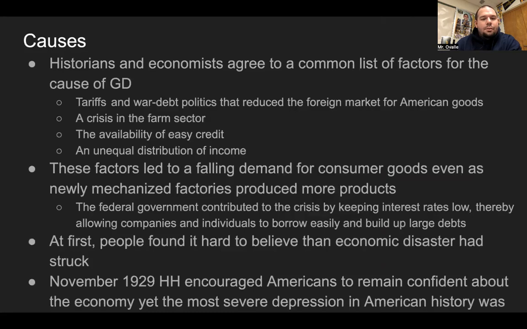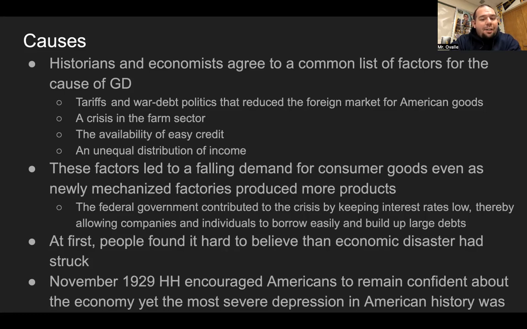Causes. Historians and economists agree to a common list of factors that caused the Great Depression. Tariff and war debt policies that reduced the foreign market for American goods. There was a crisis in the farm sector, the availability of easy credit, and unequal distribution of income. These factors led to a falling demand for consumer goods, even as newly mechanized factories produced more products. The federal government contributed to the crisis by keeping interest rates low, thereby allowing companies and individuals to borrow easily and build up large debts.